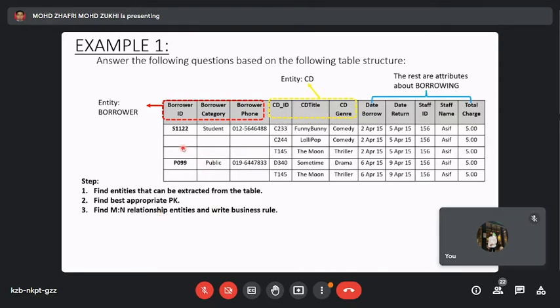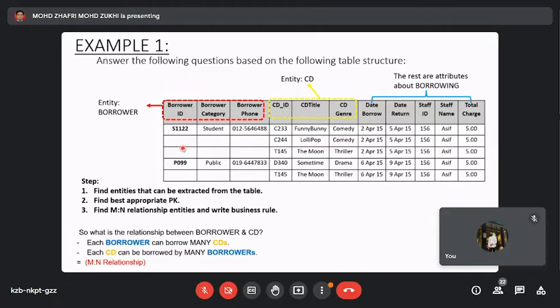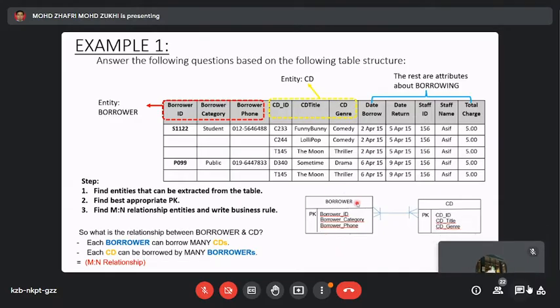Why? Because many borrowers can borrow many CDs. Then we write the business rules: each borrower can borrow many CDs, and each CD can be borrowed by many borrowers. From these business rules, we know the relationship is many to many. To make it clearer, you can train yourself to draw the ERD so that it can be visualized.